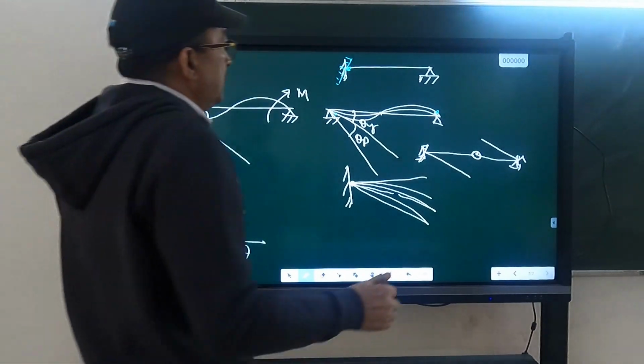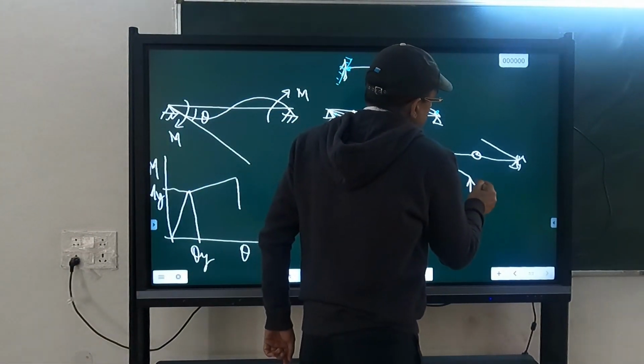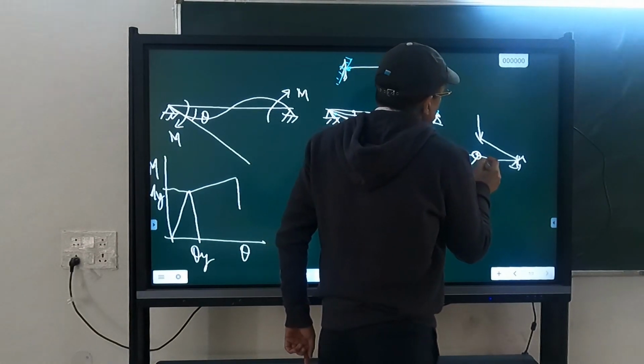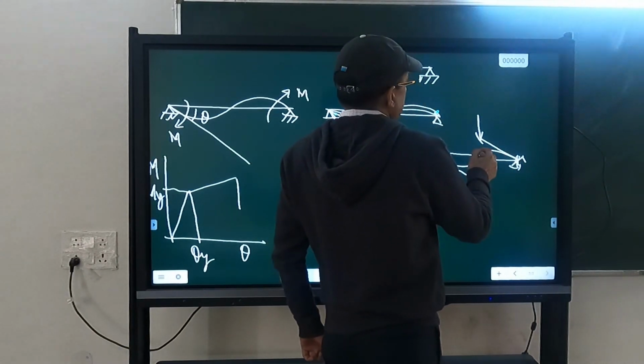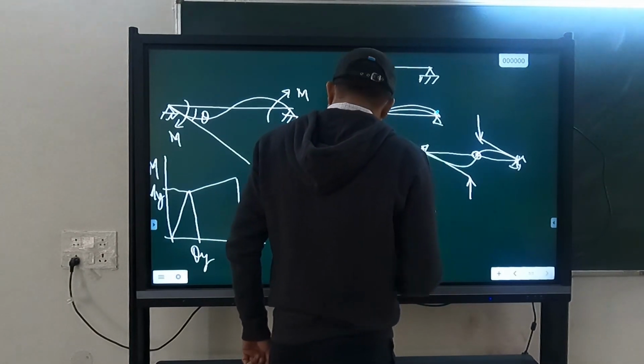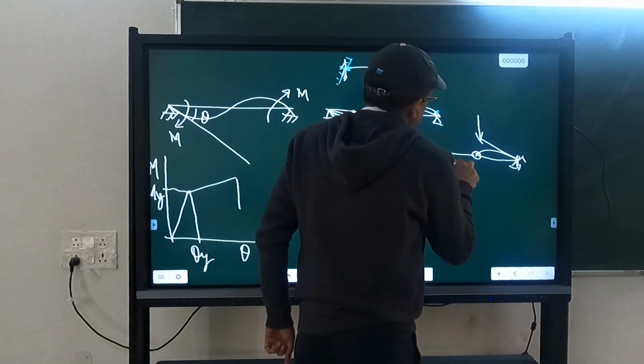How can it bring these together? It has to apply a force here. It has to apply a force here. So due to this force, this is going to deform like this. This is going to deform like this, and both will meet at this pin.